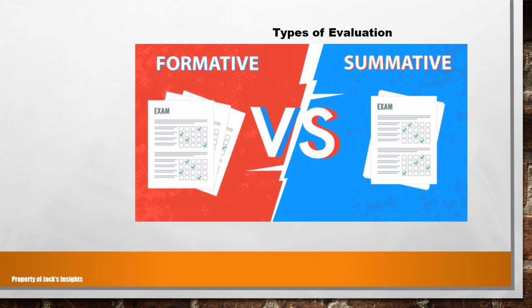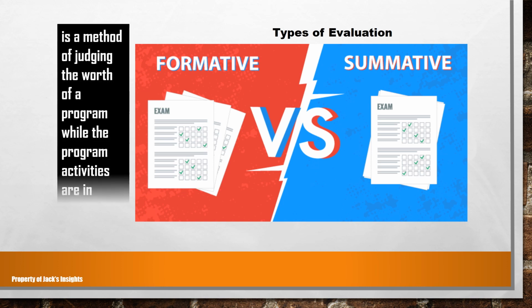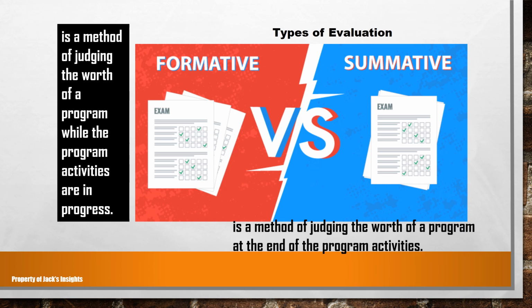There are two types of evaluation, formative and summative. Formative evaluation. It is a method of judging the worth of a program while the program activities are in progress. The results of formative evaluation give opportunities to the proponents, learners, and teachers to see how well the objectives of the program are being attained. Its main objective is to determine deficiencies so that the appropriate interventions can be done. Summative evaluation. It is a method of judging the worth of a program at the end of the program activities. The focus is on the result.